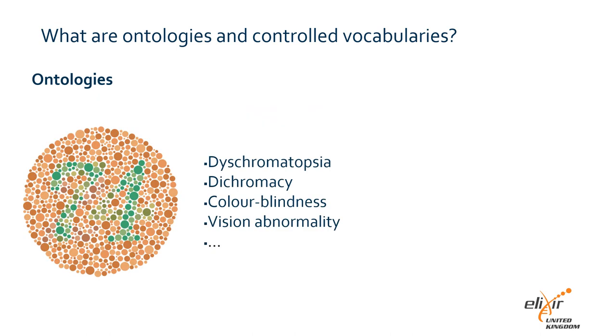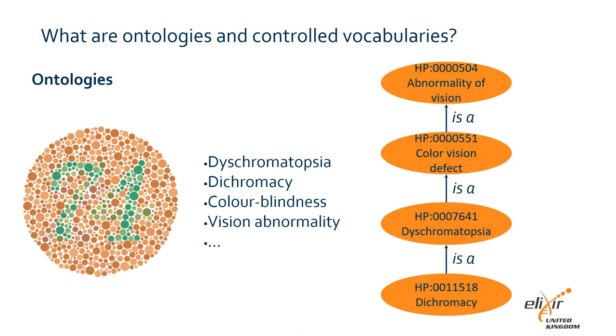Let's look at a more scientific example, in this case colorblindness. Colorblindness can be called different things. If you are looking on PubMed for papers about colorblindness, which terms should you use? If the paper has been annotated with specific ontology terms, it should not matter which search term we use, the paper should show up. Note that these ontology terms have an accession number. We have not made these terms up. They have been published and curated and are part of an ontology called the Human Phenotype Ontology, which can be reused by anyone studying human disease.